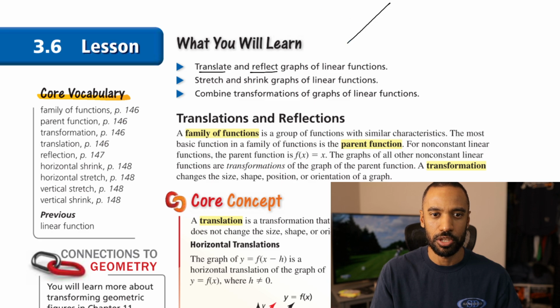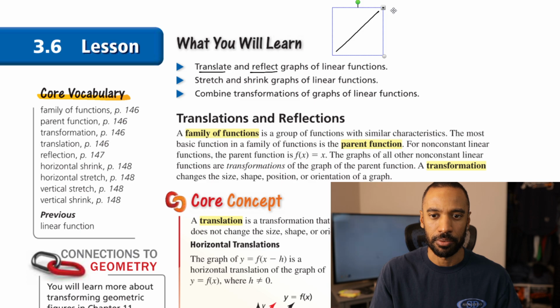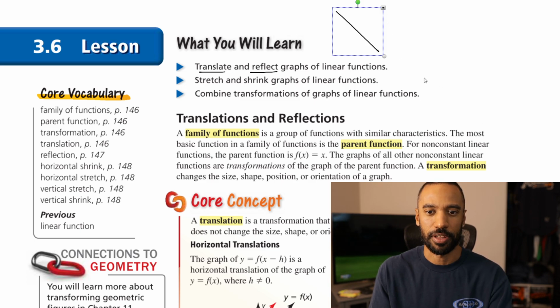Translating was the one where I said you take this graph and you move it. You move it left and right, you move it up and down. A reflection is taking this thing and, say, flipping it up and down like that. That's a reflection, flipping it over.